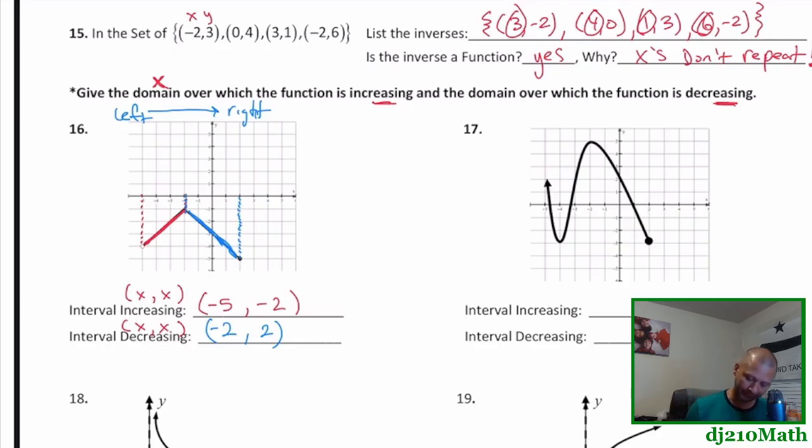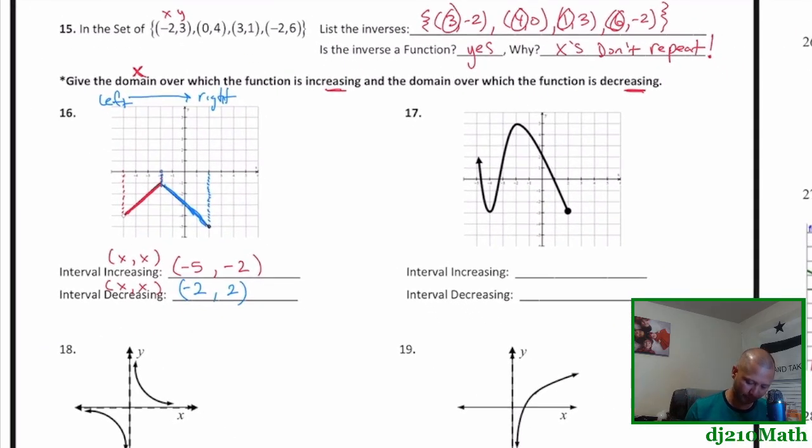Okay, 17. Increasing from left to right. From left to right, the only uphill I really see is from the bottom to the top. So this interval right here.